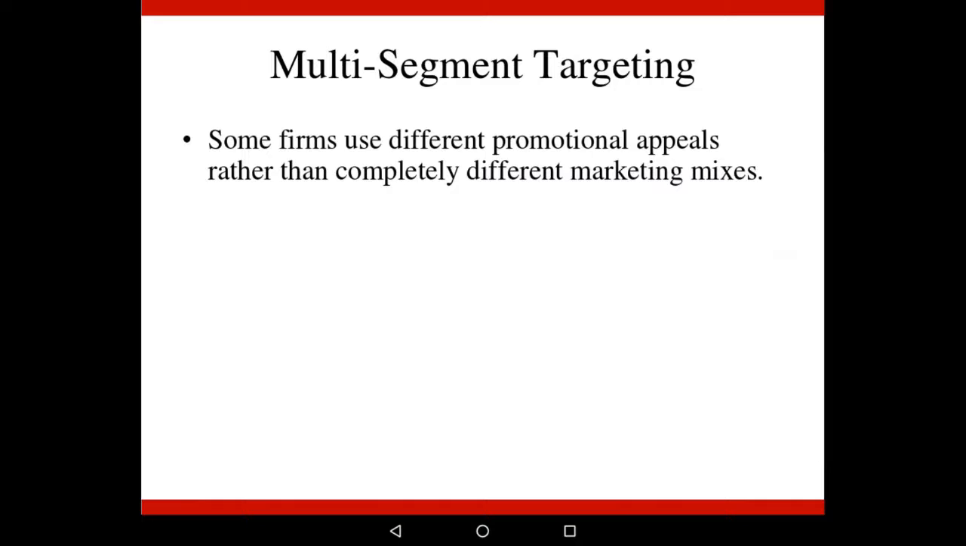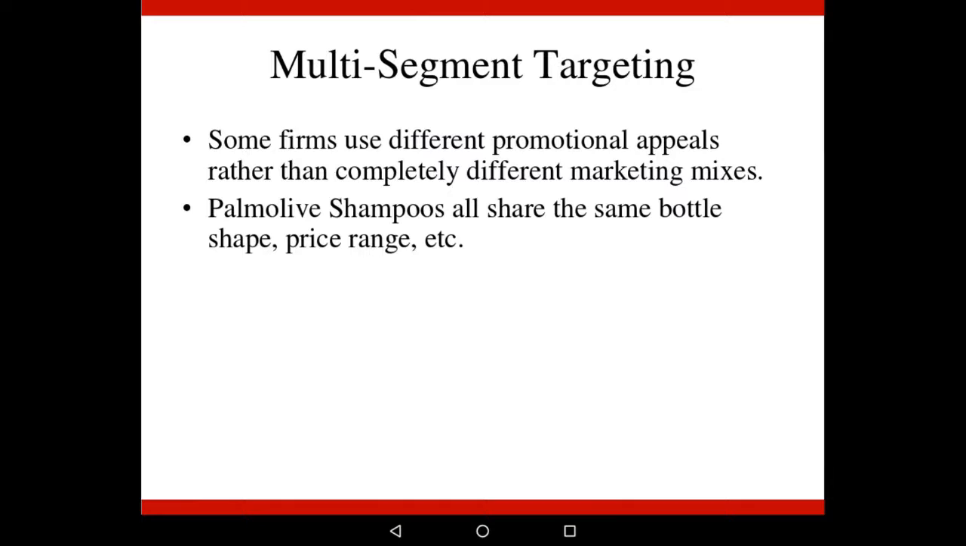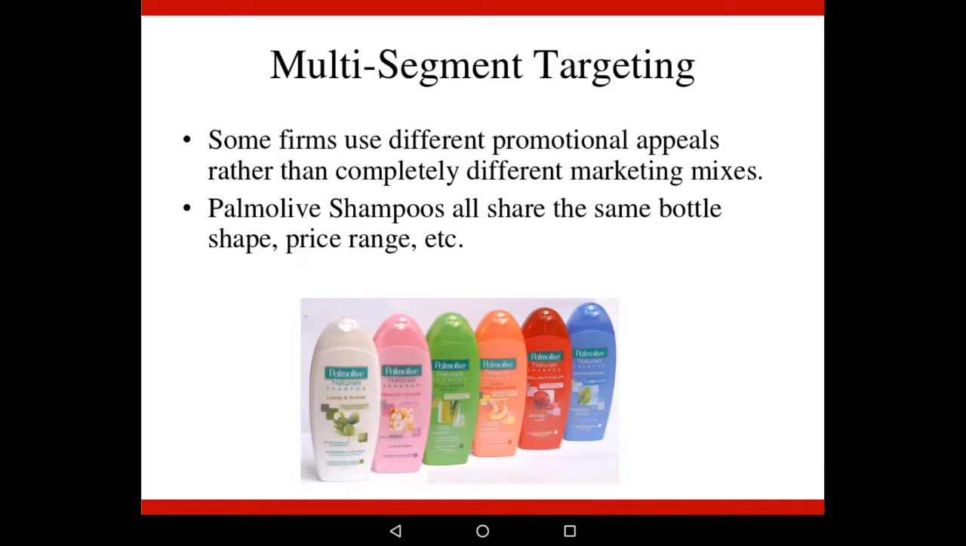Some firms use different promotional appeals rather than completely different marketing mixes. For example, Palmolive shampoos all share the same bottle shape, price, and range. They are making different products for different markets, but they use similar bottles, similar shapes. It's just the color that changes, and obviously the shampoo inside the bottle is bought by different groups. So you'll see the one on the left is long and shine, so people who want nice long and shiny hair buy that one.